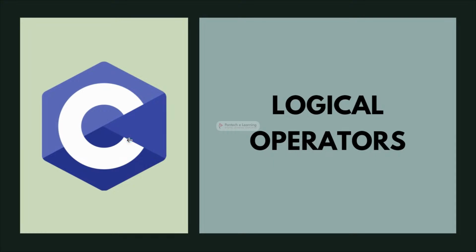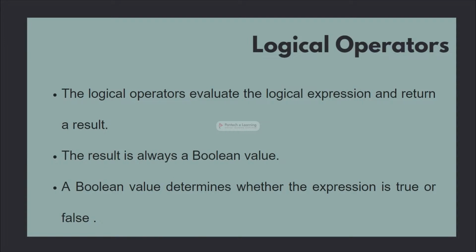We have seen a lot of operators today: arithmetic operator, assignment operator, augmented assignment operator, comparison operator. The final operator we are going to see is the logical operator. Logic gates, do you guys remember that? We have logical operators called and, or, and not in C. In all programming languages we have this. It's really important. The logical operators evaluate the logical expression and return a result. They return a Boolean value once again, which determines whether the expression is true or false.